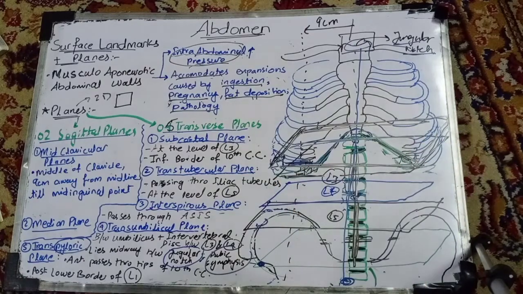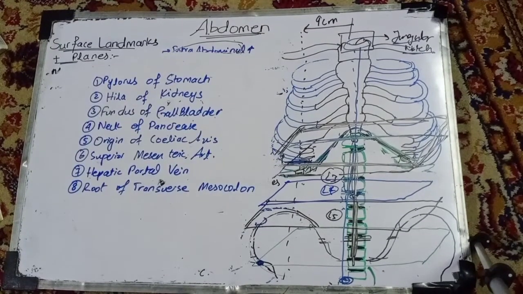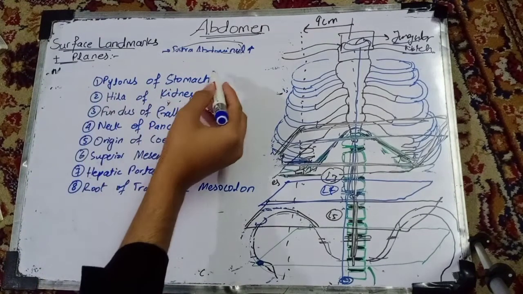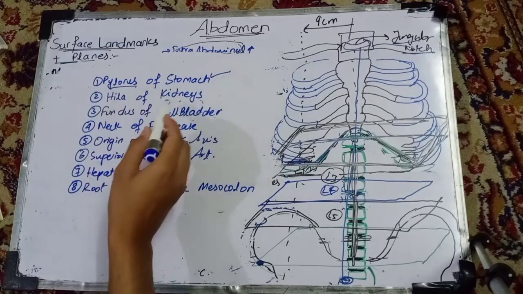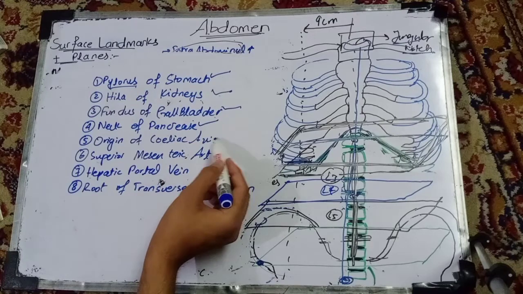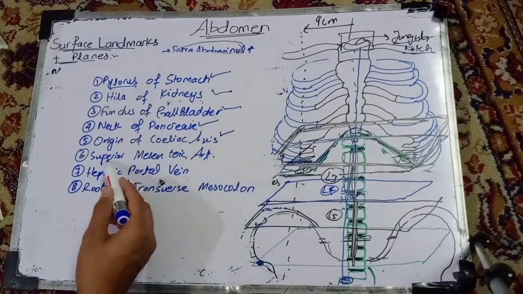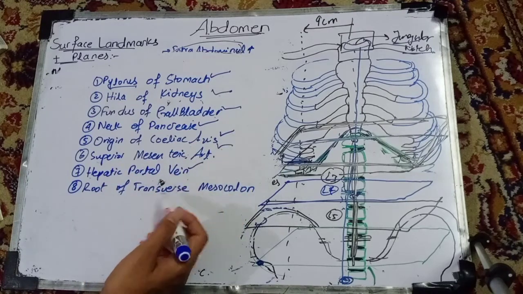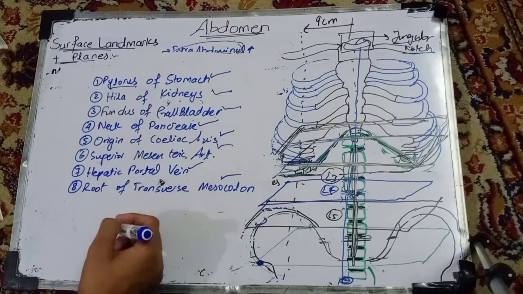Now we talk about which of the following structures the transpyloric plane passes through. The transpyloric plane will be passing through these structures: the pylorus of the stomach, as named, the hila of the kidneys, the fundus of the gallbladder, the neck of the pancreas, the origin of the celiac axis, the superior mesenteric artery, the hepatic portal vein, and the root of the transverse mesocolon.